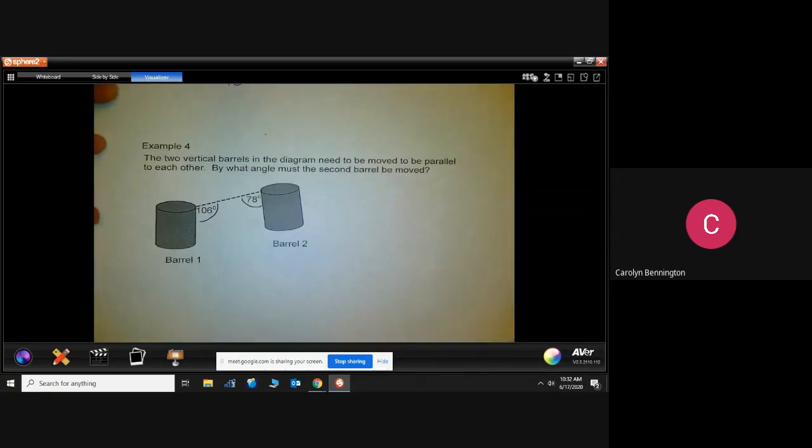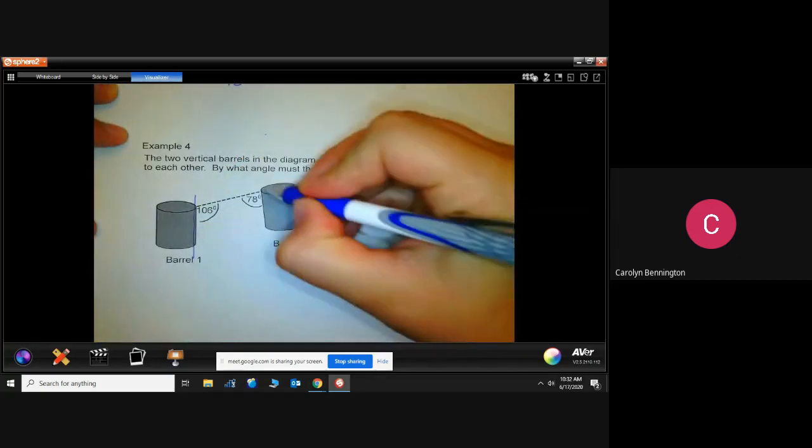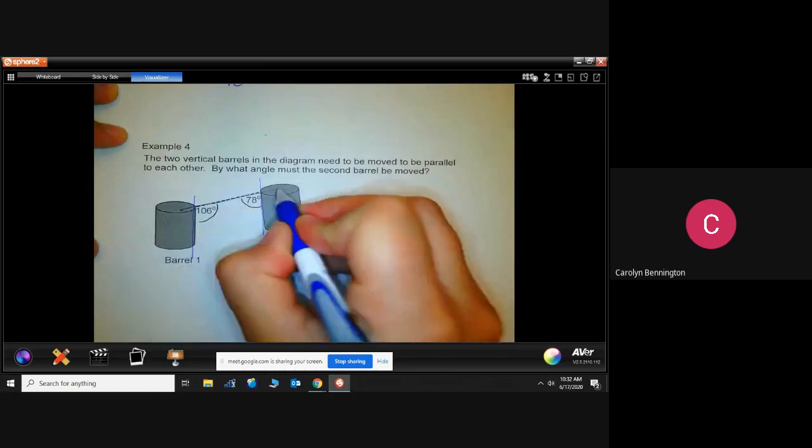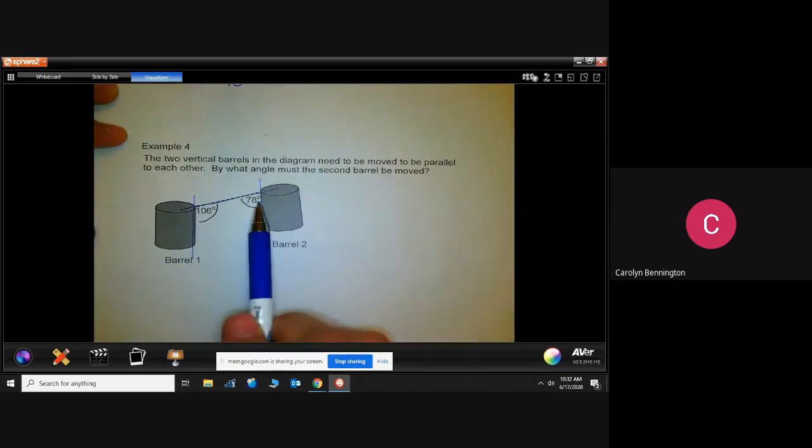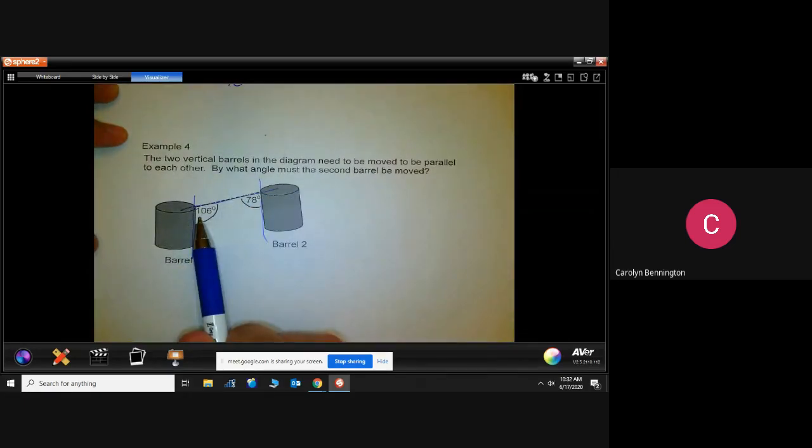So for our last example, the 2 vertical barrels in the diagram need to be moved to be parallel to each other. So by what angle must the second barrel be moved? So at the moment, the 2 barrels are not parallel to each other. We want them to be parallel to each other. So if we use our 2 lines and our transversal, these 2 angles would be same side interior angles. And same side interior angles need to add up to 180 degrees.